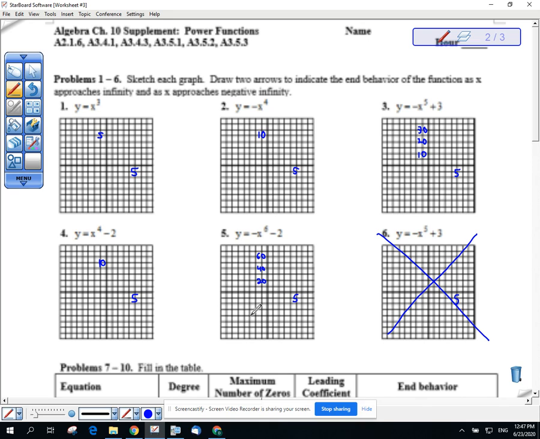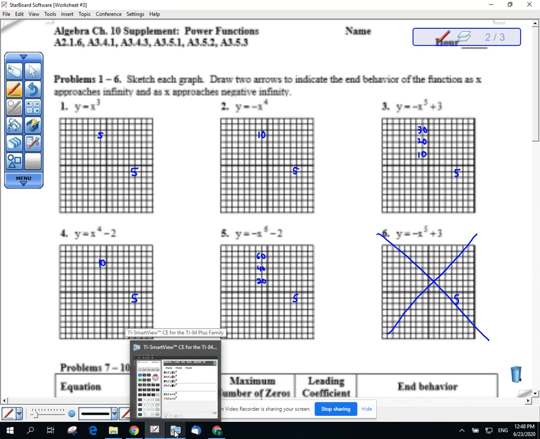Okay, and they're asking us to graph these, and it says draw 2 arrows to indicate the end behavior of the function as x approaches infinity and as x approaches negative infinity. Really, we're just talking about the arrows that you would put on a graph. Okay, actually, I'm sorry, I got a little bit ahead of myself here.